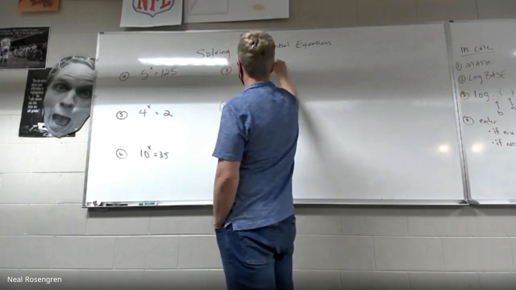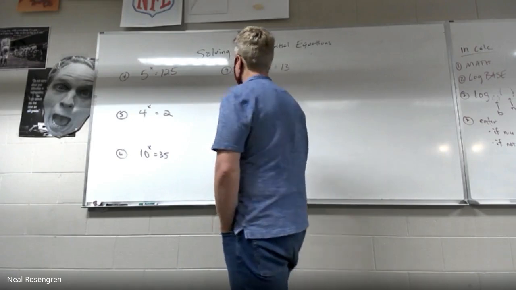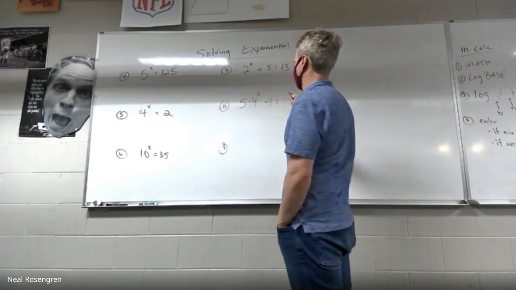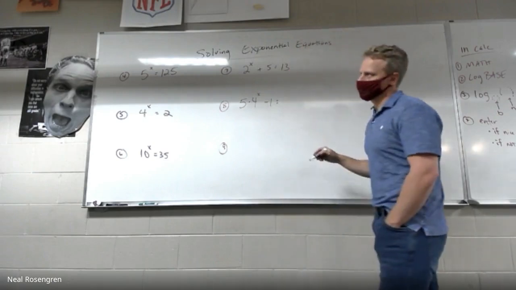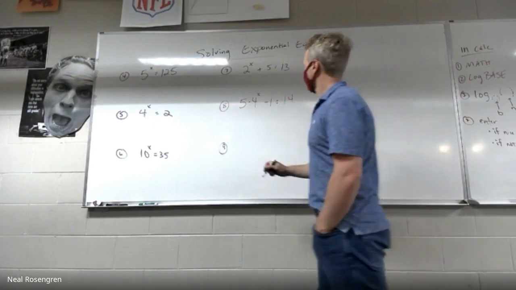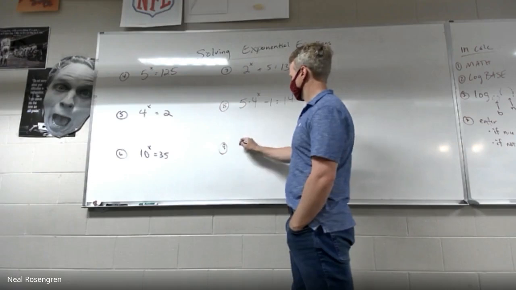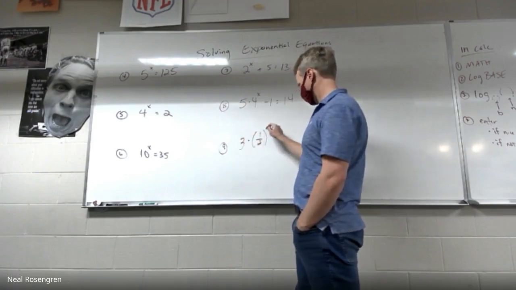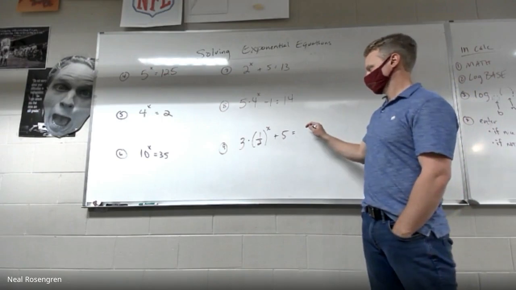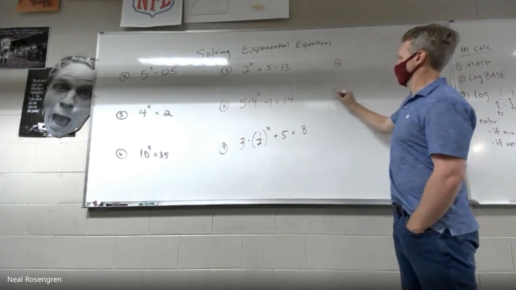2 to the x plus 5 equals, times 4 minus, minus 1. Medium ones. Now let's, ten, 11.